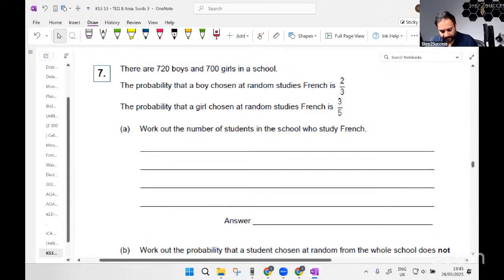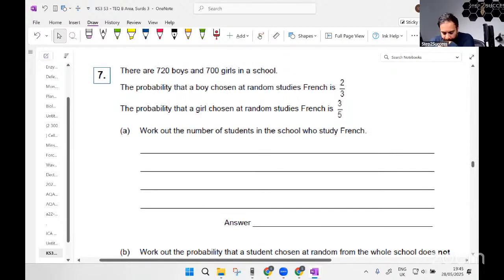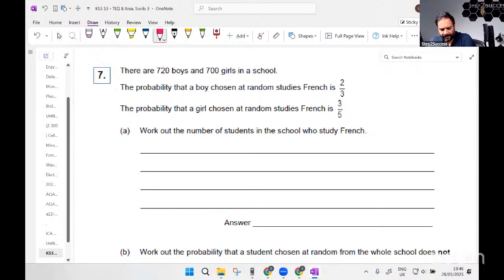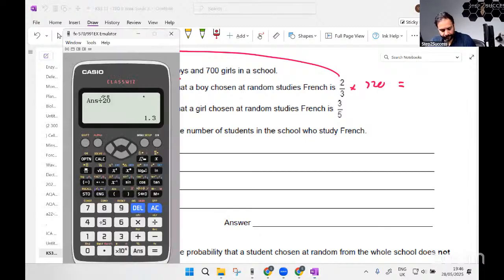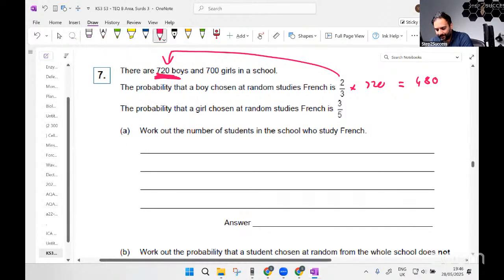720 boys, 700 girls in school. Probability. Okay. So with this question, the probability that a boy chosen at random out of these 720 boys studies French is 2/3, which must mean that 2/3 of this 720 study French. So if you just times that by 720, you will get 480. So 480 boys study French.